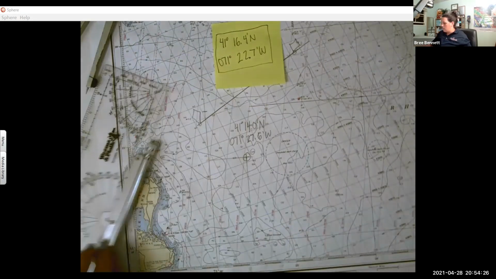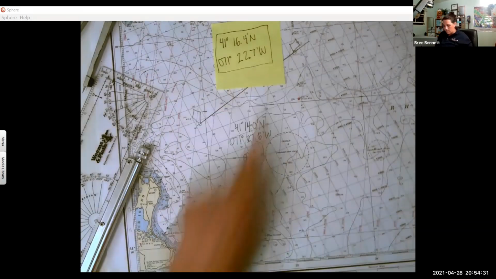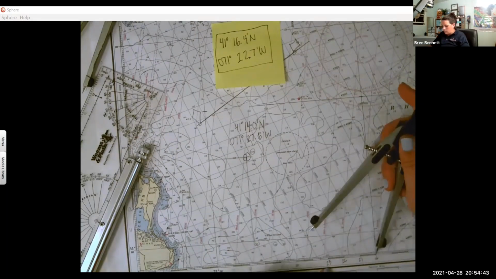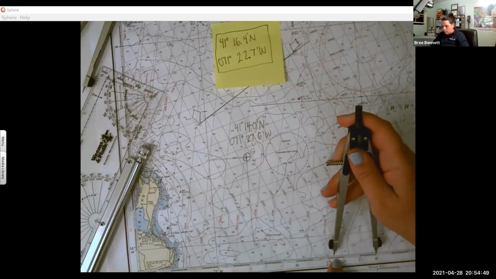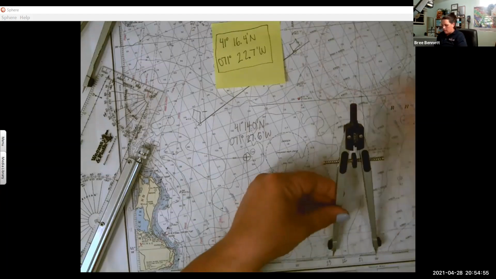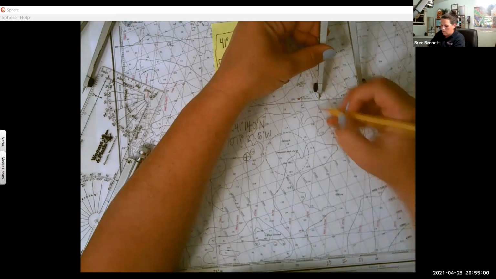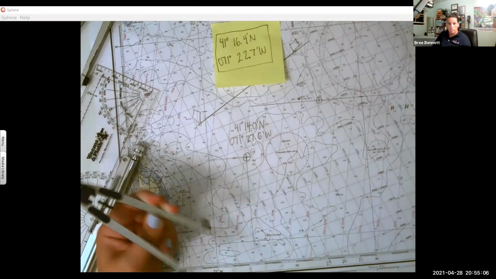Then I would go for my longitude, which is 22.7. So I have 0, 7, 1, 21 or 20, 21, 22, 23. So I'm going to 22.7. So we have the 0.5 and then 2 past would be our 0.7. And then if I just bring this up to the line that I already drew, this right here would be my position.